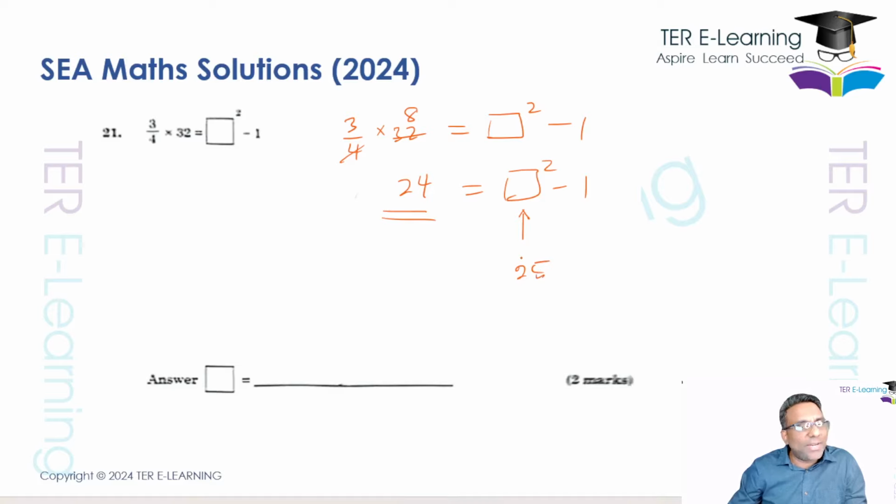And now you have to ask yourself, what number squared is going to give me 25, right? So the answer is simply going to be 5, right? So that box there represents 5, right? So that's 2 marks.